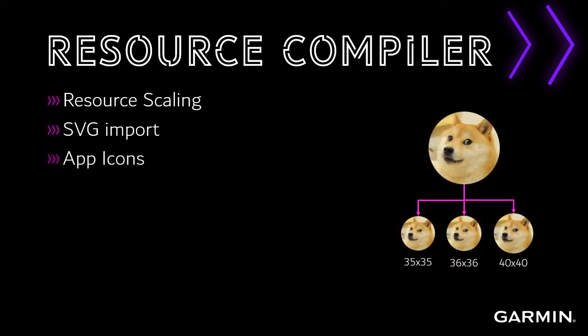Finally, the resource compiler will now be able to use a single image asset as an icon and automatically scale it to different device resource sizes. You can still tailor your icon per device if you choose to do so.